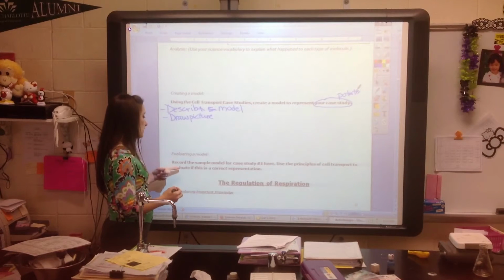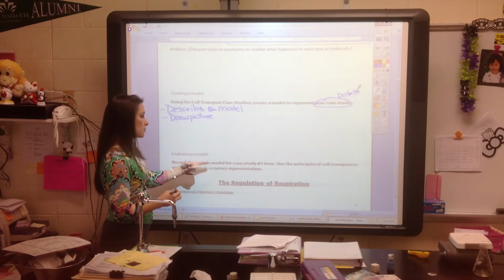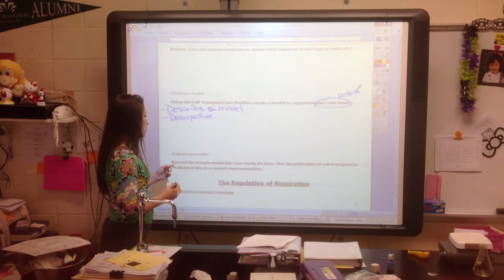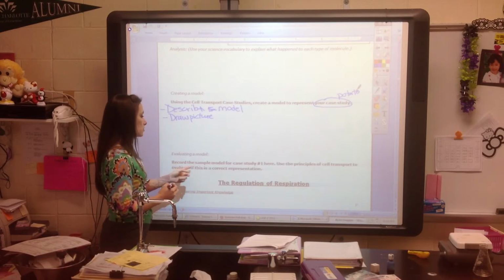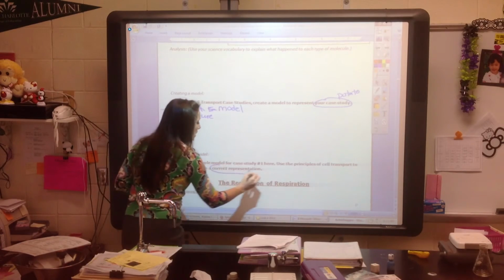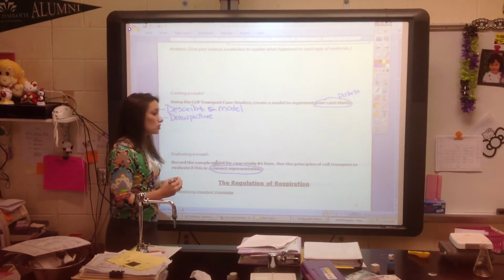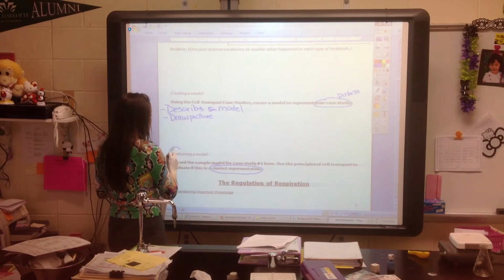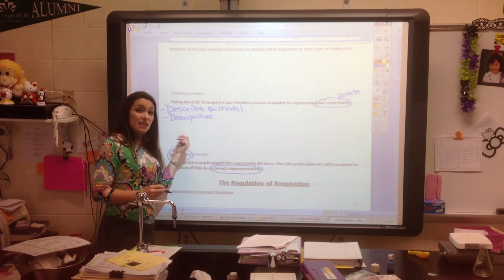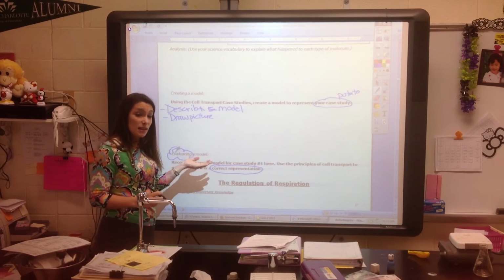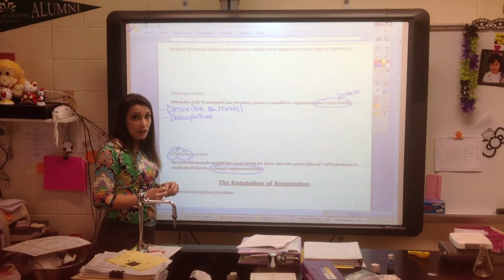And then you're going to evaluate a model. Record the sample model for case study 1 here. Use the principles of cell transport to evaluate if this is a correct representation. So now you're going to be evaluating, did what I see happen, was that a good model for cell transport?